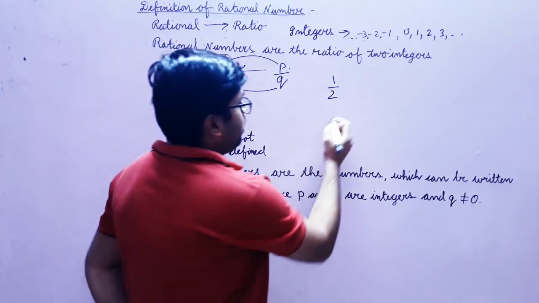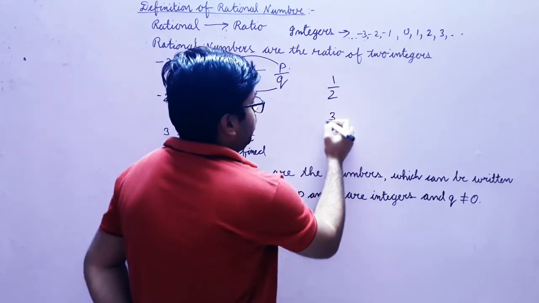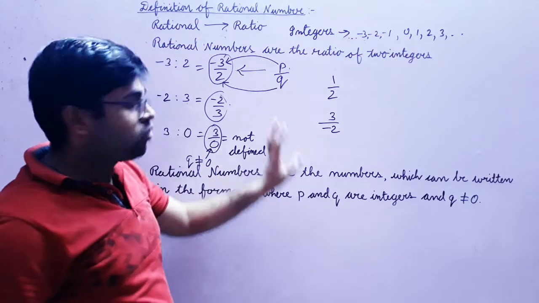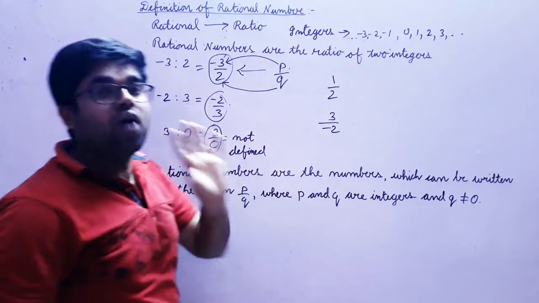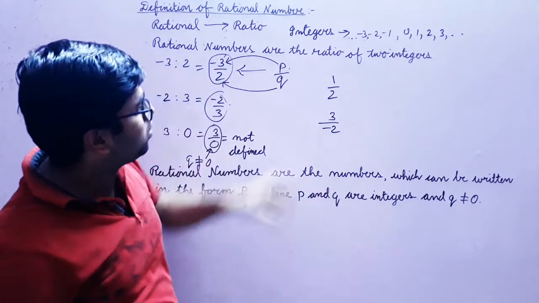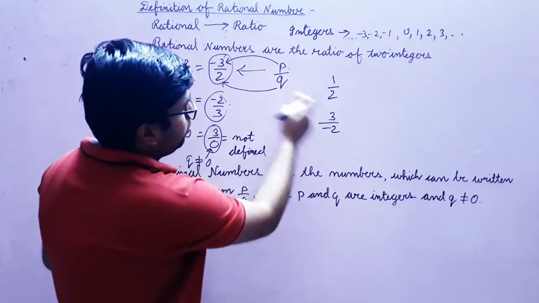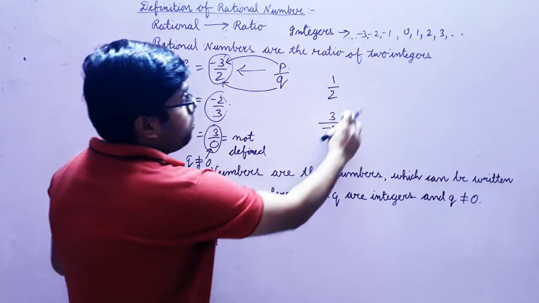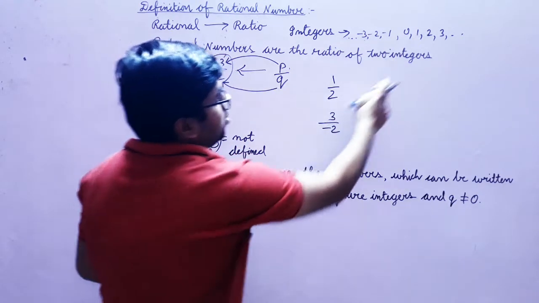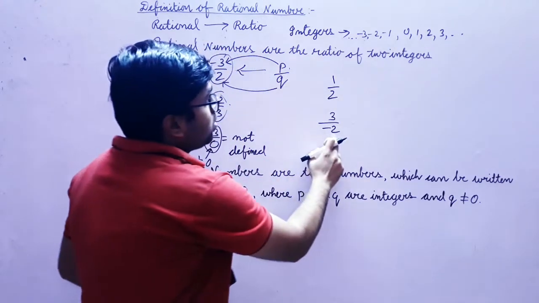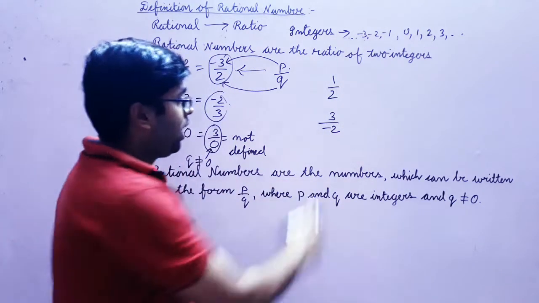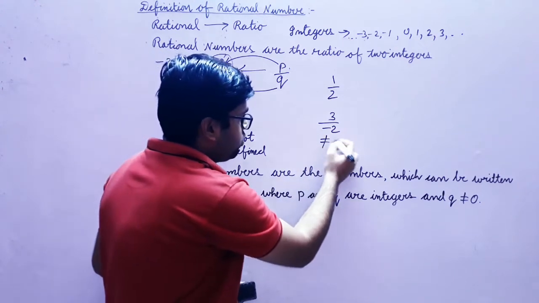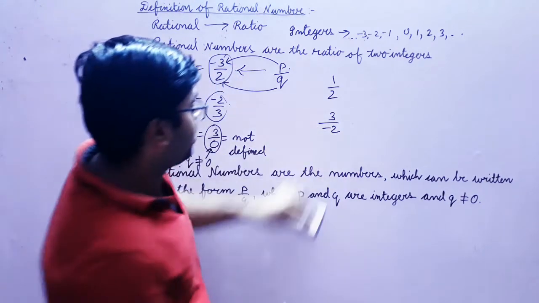Now similarly, 3 by minus 2 is also a rational number. Why is it a rational number? Because it is written in the form P by Q, where P and Q both are integers. You can see 3 in the list of integers, you see minus 2 in the list of integers, and Q, the number written downside, that is minus 2, is not equal to 0. So it is a rational number.